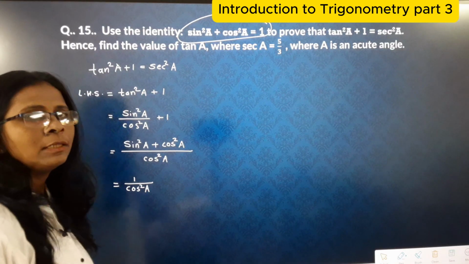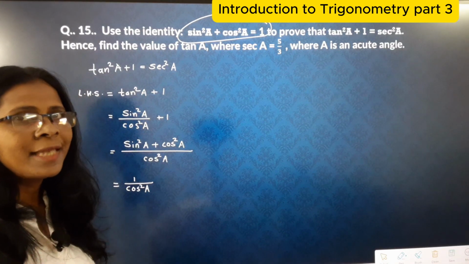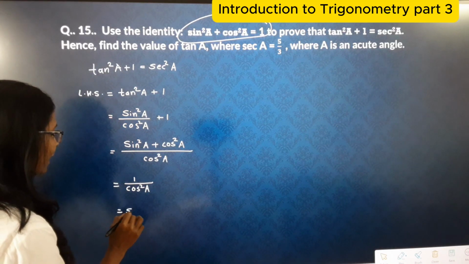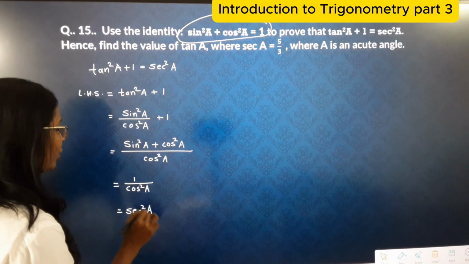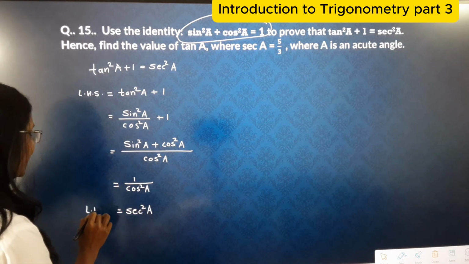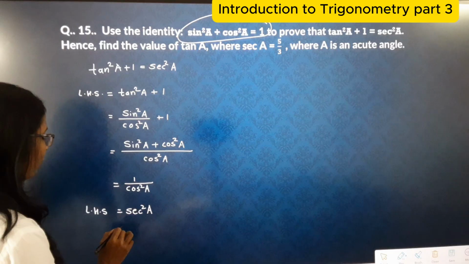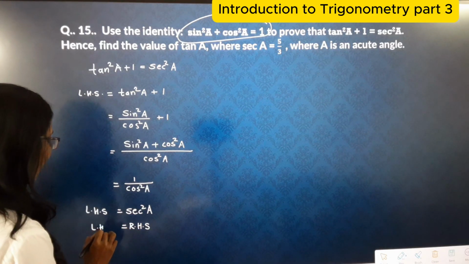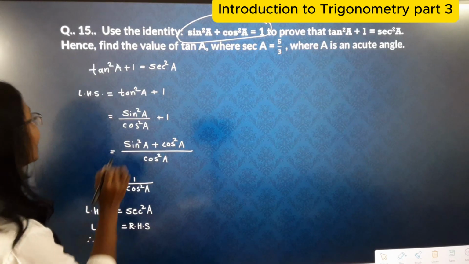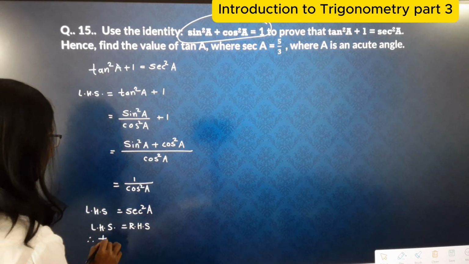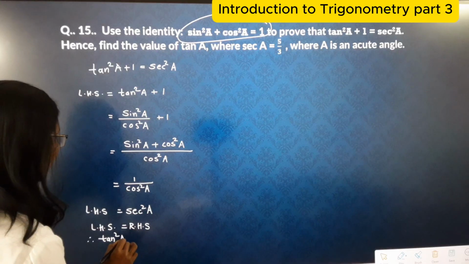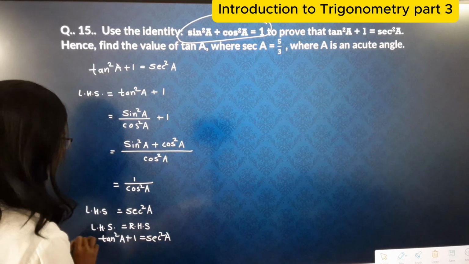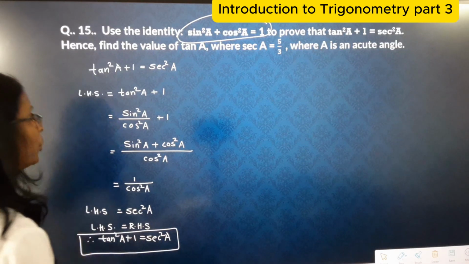So we know that 1 upon cos A means sec A. So here 1 upon cos square A means sec square A. So here students, LHS is equal to sec square A, which is equal to RHS. So LHS is equal to RHS, and therefore we can say that tan square A plus 1 is equal to sec square A. Okay. So this we prove out.